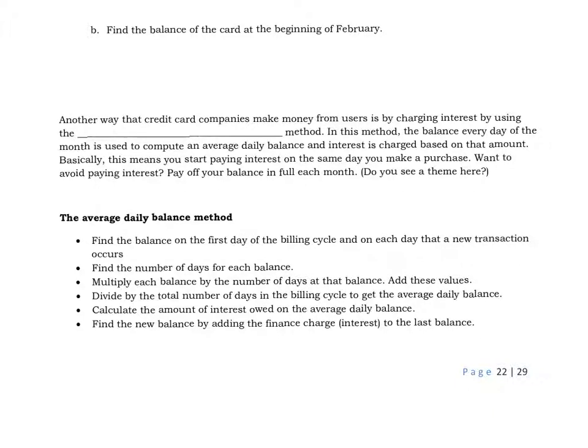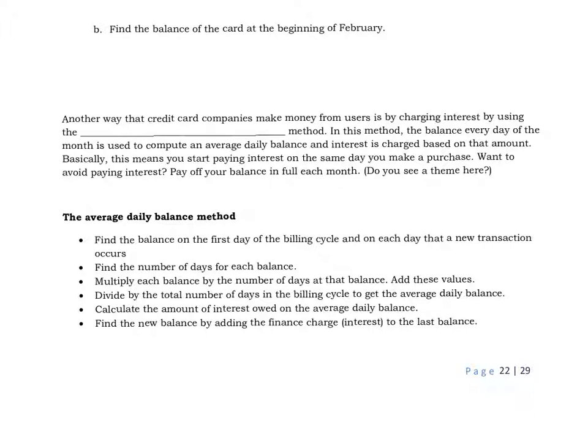Finance Example 29. Another way that credit card companies make money from users is by charging interest using the average daily balance. In this method, the balance every day of the month is used to compute an average daily balance, and interest is charged based on that amount. Basically, this means you start paying interest on the same day that you make the purchase.